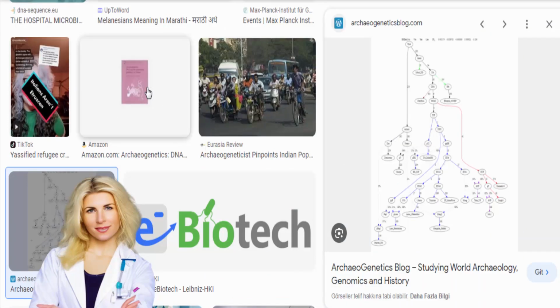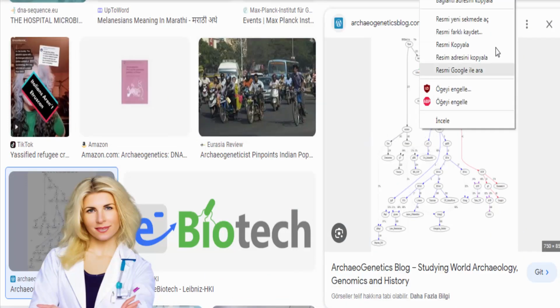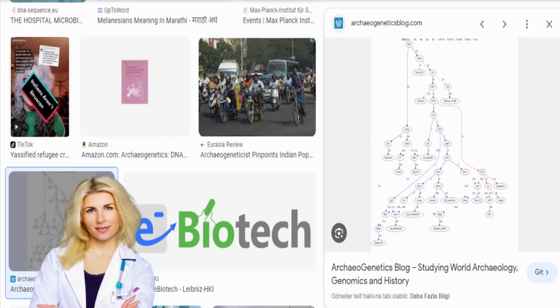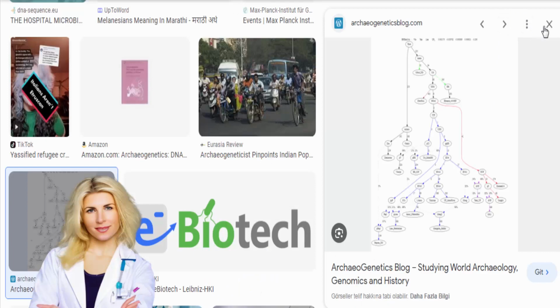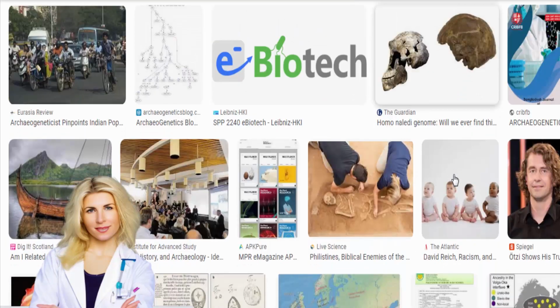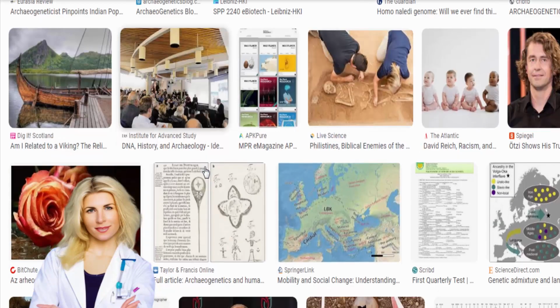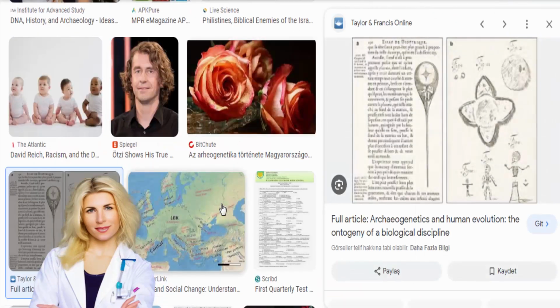Archaeogenetics has revolutionized our understanding of the past. It has provided insights into human migration patterns, population dynamics, and the genetic basis of diseases. It has also been used to study the domestication of animals and plants, and the impact of climate change on ancient populations. Here are some examples of how archaeogenetics has been used to study the past.